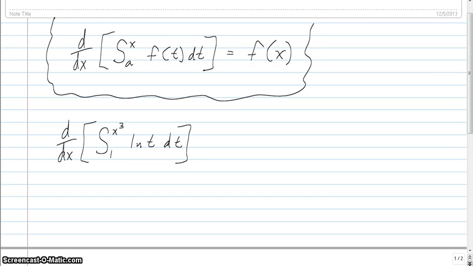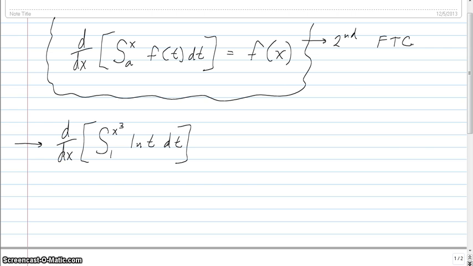Alright, in this video we want to compute the derivative that we've got right here on the screen, and what I went ahead and did is write what we basically need to use, which is from the second fundamental theorem of calculus, the second FTC.